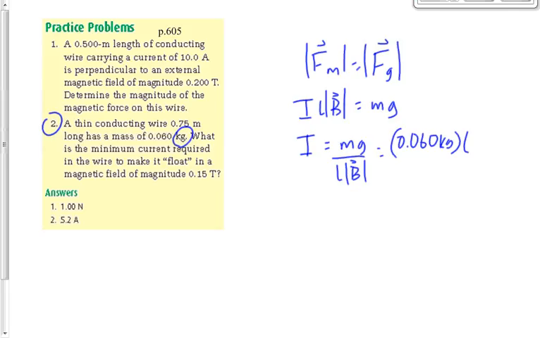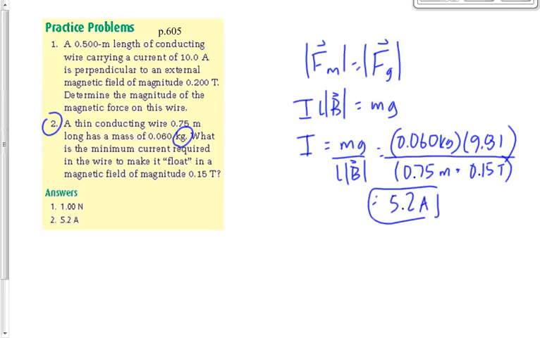g is 9.81. Same deal with the length of the wire. Oftentimes it's going to be in centimeters as opposed to meters like it is here. Magnetic field strength 0.15 Tesla. Do the math on that one. I think we should end up getting 5.2 amps.